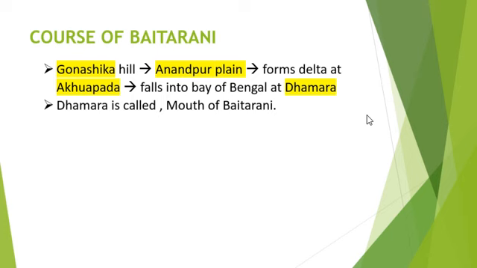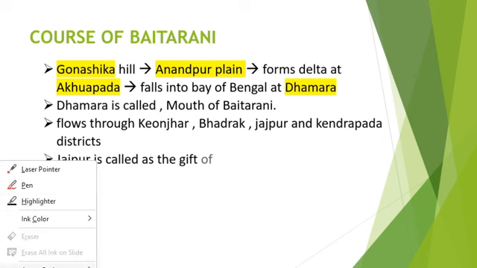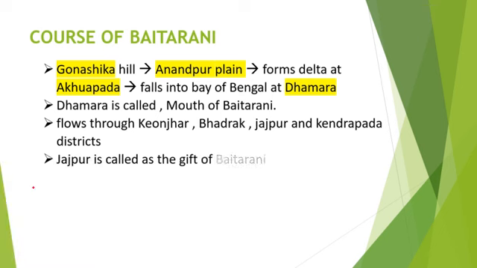Then go to the next point. It flows through several districts. It originates from Keonjhar, then it moves to Bhadrak, then Jajpur, and then Kendrapada district. Next, Jajpur. Jajpur district is called the gift of Baitarini.